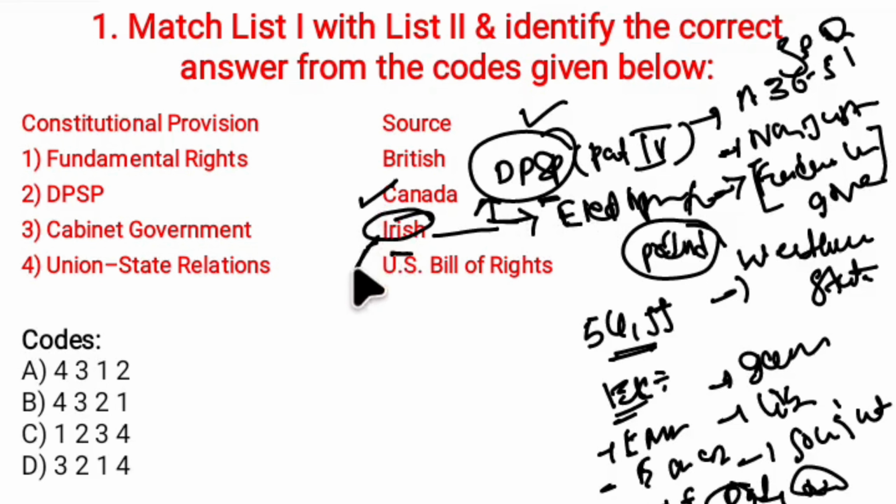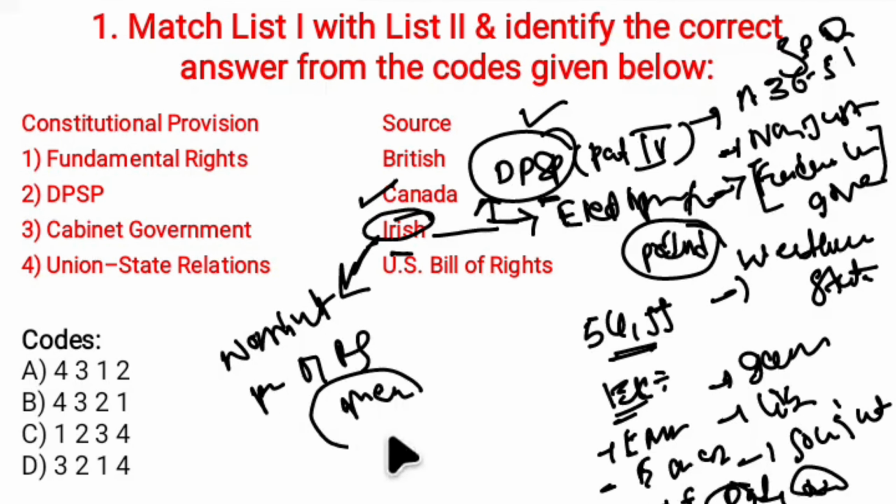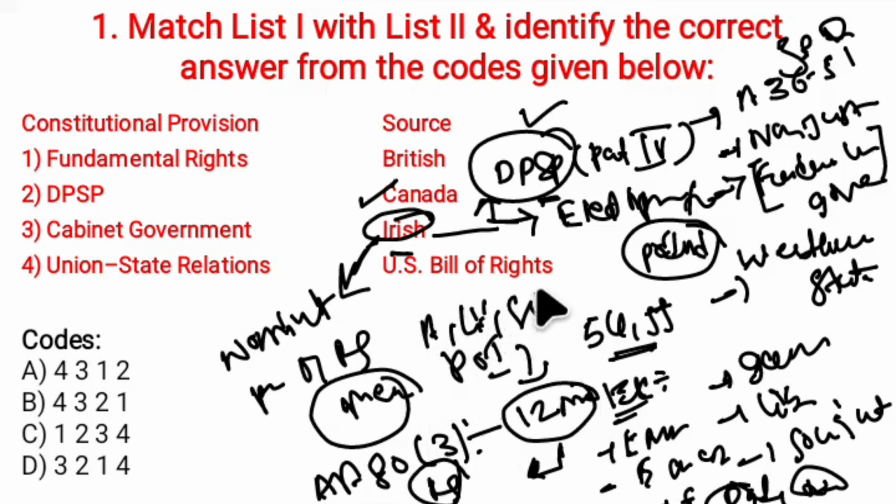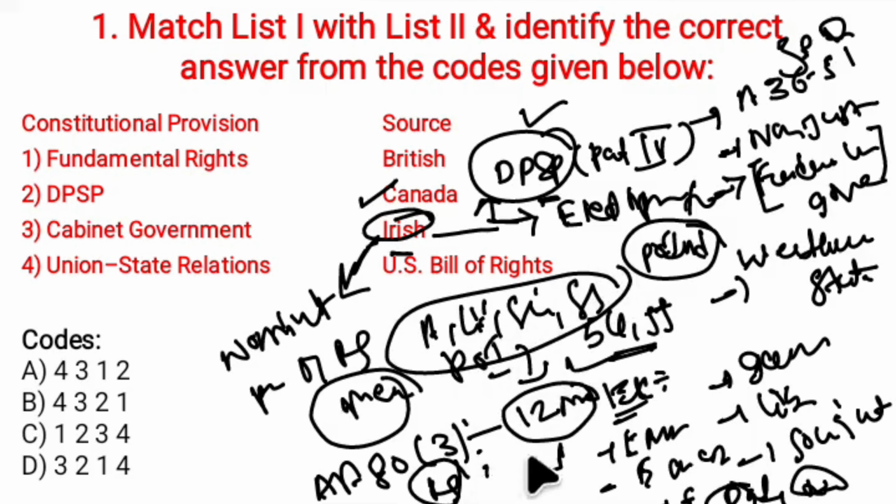And one more important provision is the nomination procedure of Rajya Sabha members. Article 80 Clause 3 talks about the President of India nominating 12 members to the Rajya Sabha, which is the Council of State, in the fields of art, literature, science, and social service. So in these four fields, the President of India can nominate 12 members to the Rajya Sabha. This provision has been borrowed from what? This provision has been borrowed from the Irish Constitution.